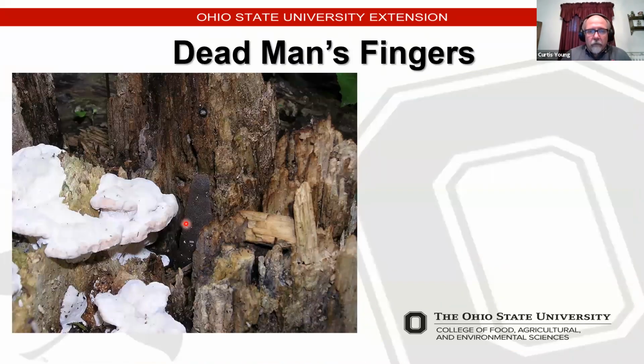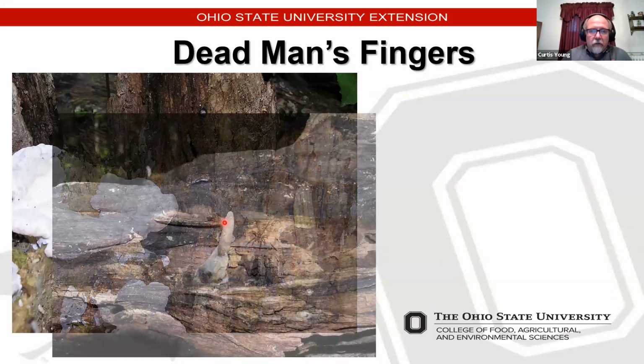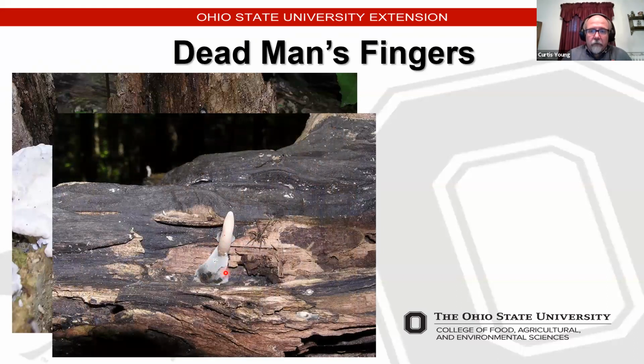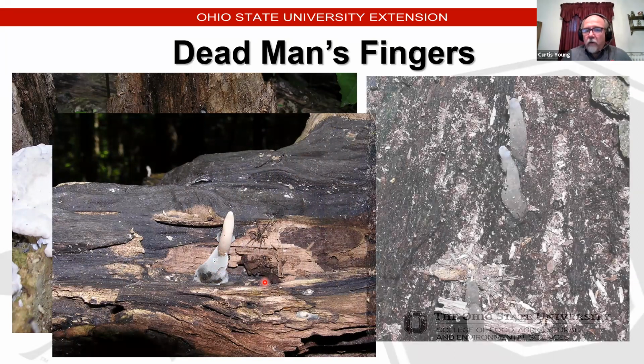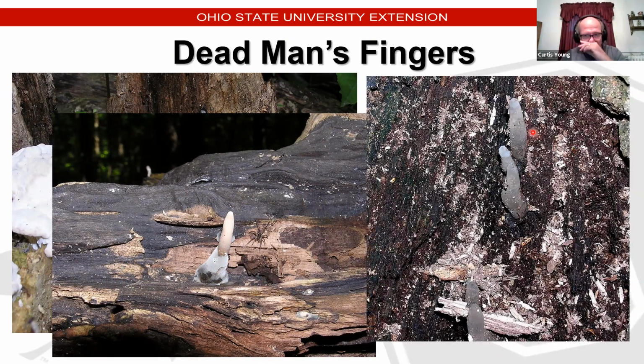An oddball is the dead man's finger type of fungus. It does kind of look like a ghoulish type of finger sticking out of decaying wood. Sometimes you can find multitudes of them, like there is a zombie inside of the stump working its way out.